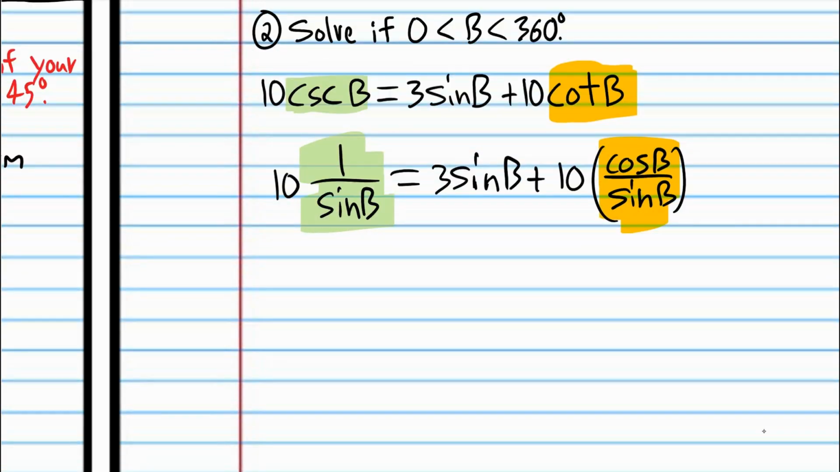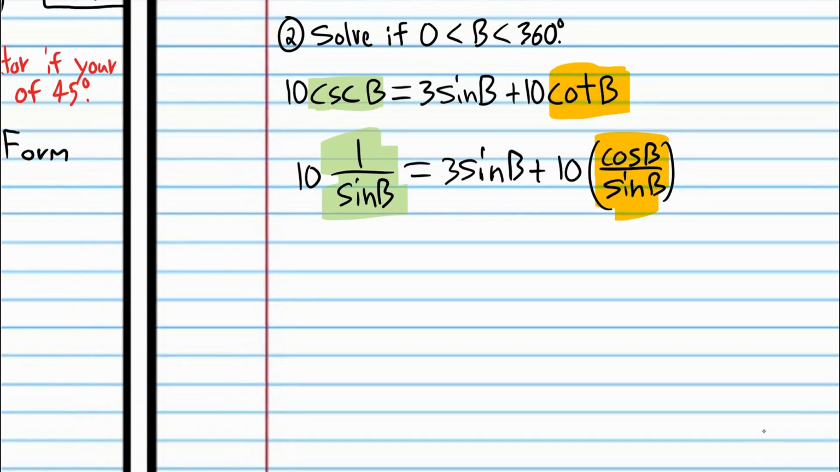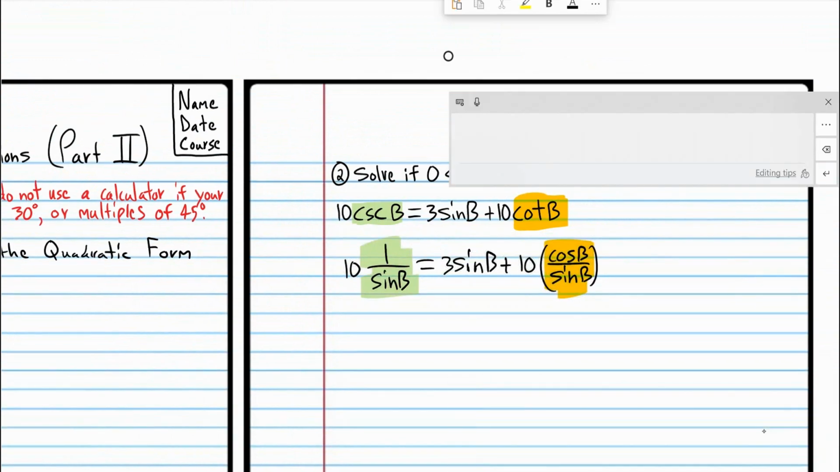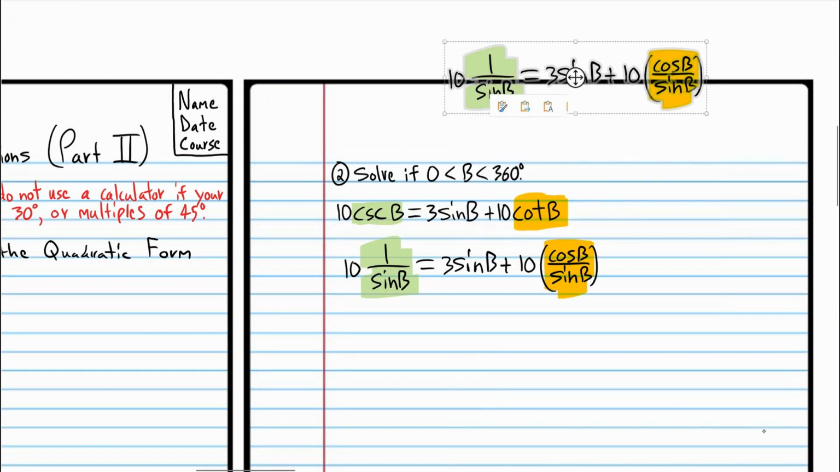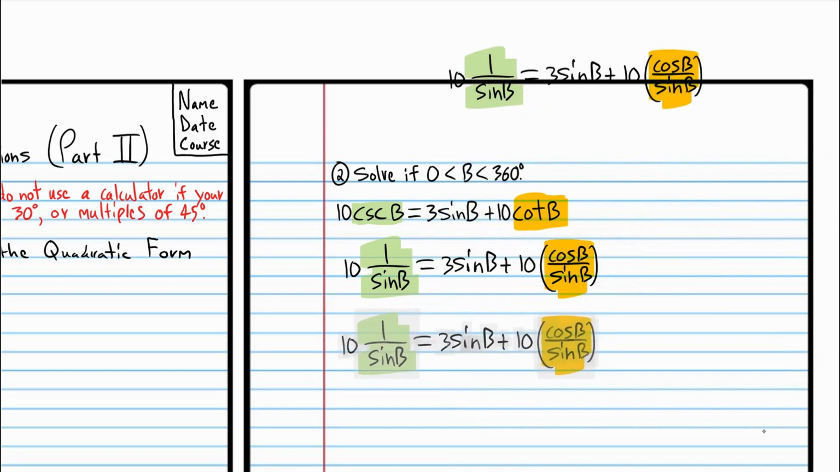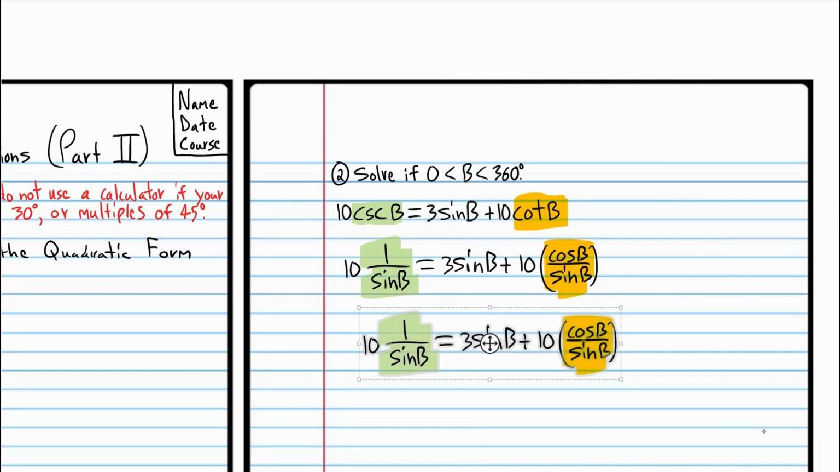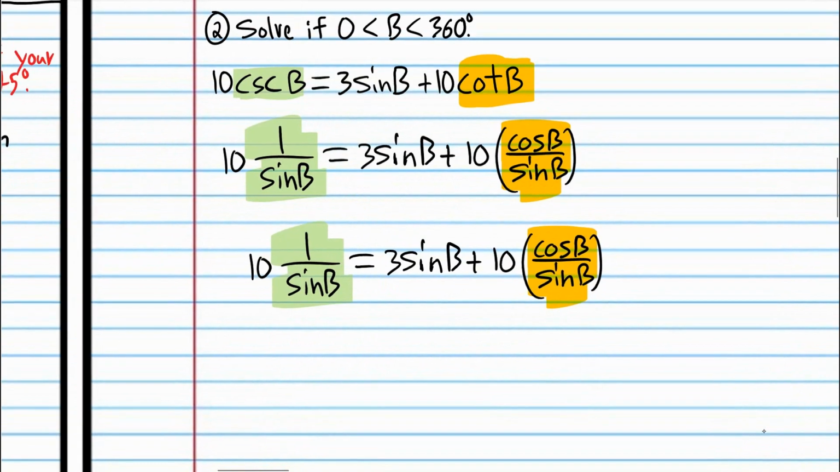And now I'm going to multiply both sides of the equation by sine b. There's different ways that you can do this, but probably the fastest way is just to multiply both sides by sine b. And why am I going to do that? Well, because that is going to get rid of the fraction. We don't like that fraction. So I'm going to multiply this side by sine b, and the other side by sine b.